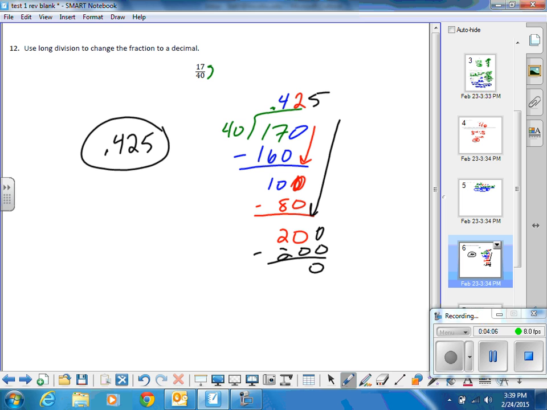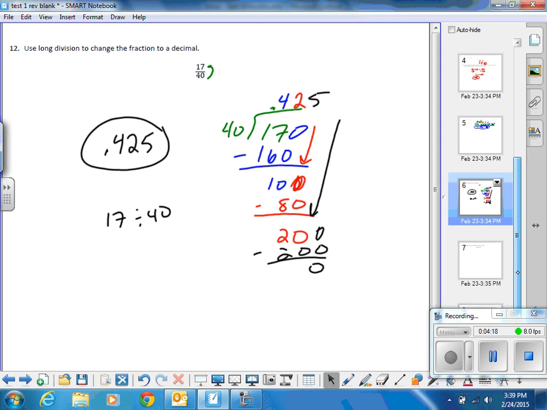Now, you use long division whenever you can't use a calculator. Otherwise, you would just take 17 divided by 40 in the calculator, and it'll give you this exact same answer. Okay? Alright, let's see what's next.